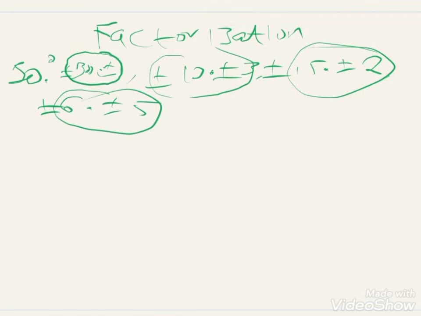factors. When you multiply 30 and 1, you have 30. 10 and 3, you have 30. 5 and 2, you have 30. 6 and 5, you have 30. The signs plus or minus mean that plus 30 times plus 1 gives you plus 30, and minus 30 times minus 1 gives you plus 30. The same way in every other pair, plus 6 times plus 5 is plus 30, and minus 6 times minus 5 is plus 30. So that is it.